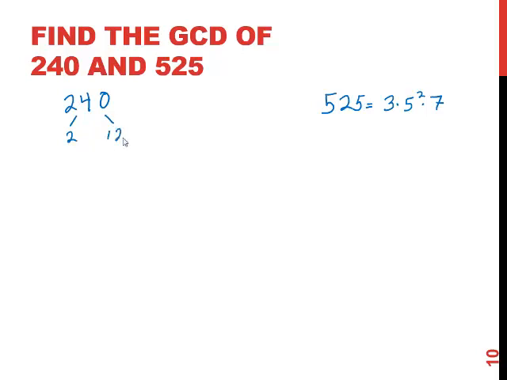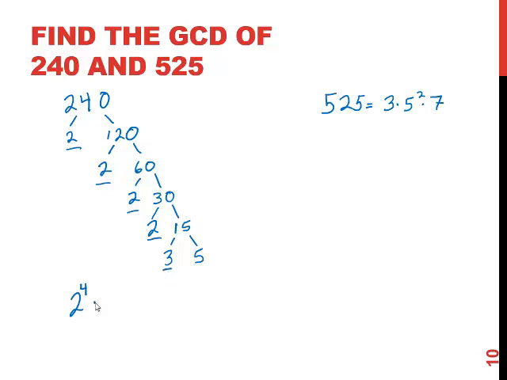2 times 120. This is a weakness of using my method when you have lots of factors. That's 2 times 60, which is 2 times 30, which is 2 times 15, which is 3 times 5. And I have 1, 2, 3, 4 factors of 2, so that's 2 to the 4th times 3 times 5. So 240 is going to be 2 to the 4th times 3 times 5.